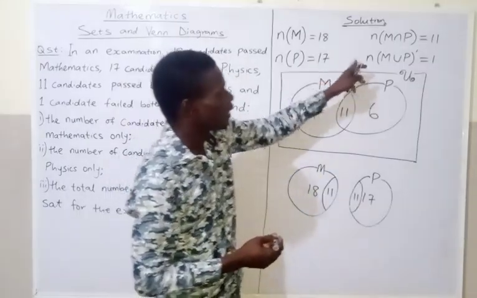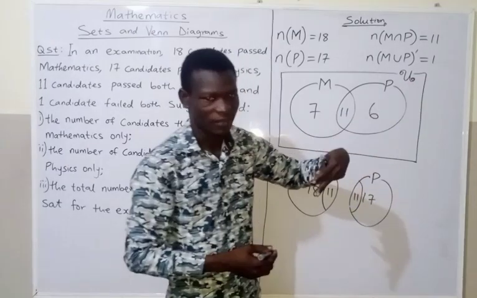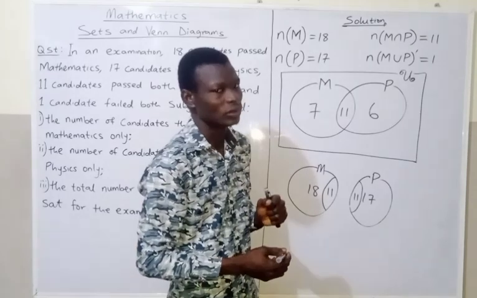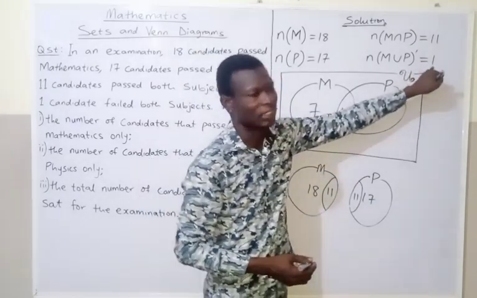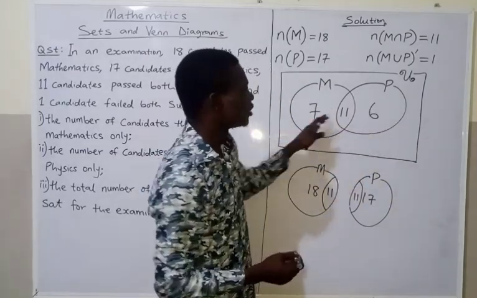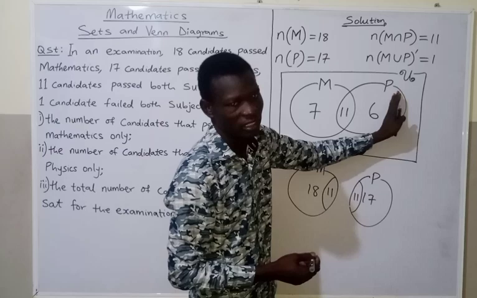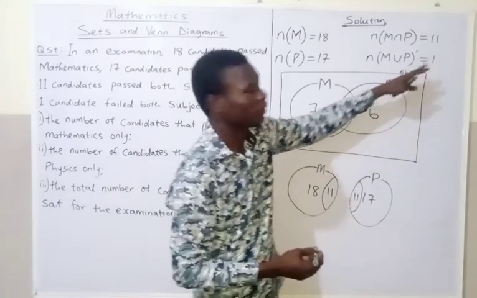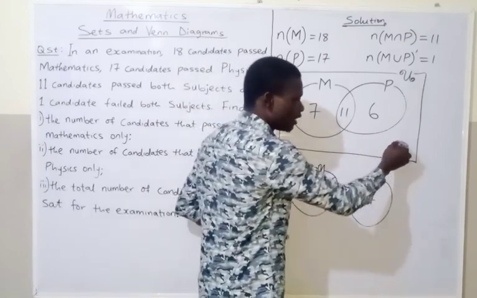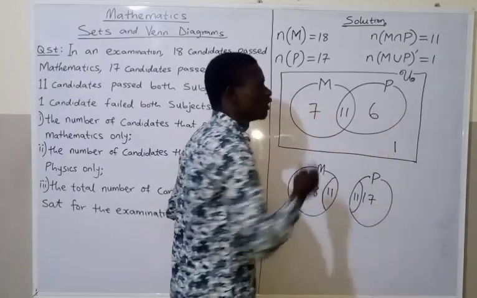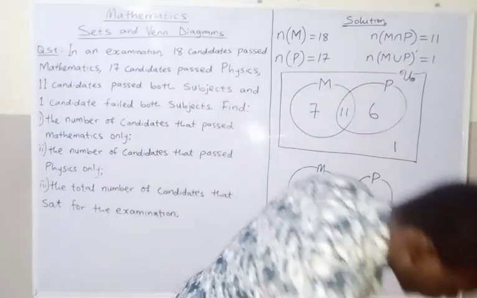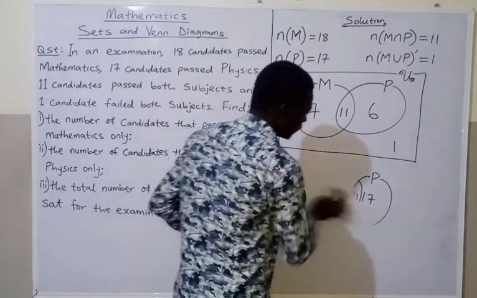Then the question finally said, there is this person that sat for this examination but did not pass any of the 2 subjects, and just 1 person. So the person sat for the examination, of course, is in the universal set, but is not in any of these 2 subjects. So this is the union of these 2 subjects in these 2 circles. But this one person, one candidate, finds himself outside the union of these two subjects. So of course, it's going to be in the universal set, but not in the union of the two sets. So this is the diagram setup for the question.